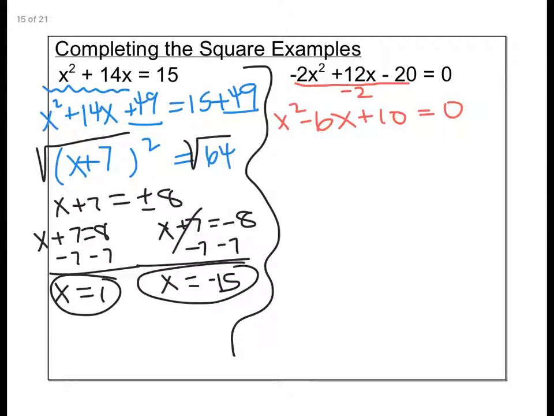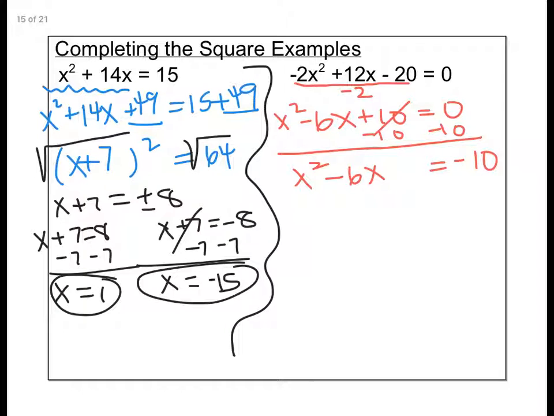Next step is to get the x terms on one side, and I have to move the number to the other side by itself. So I'm going to subtract 10. So I'm left with x squared minus 6x is equal to negative 10. Now I need to figure out what I need to add to each side to make it a perfect square trinomial. So my goal is to make this side into x and then some binomial squared.